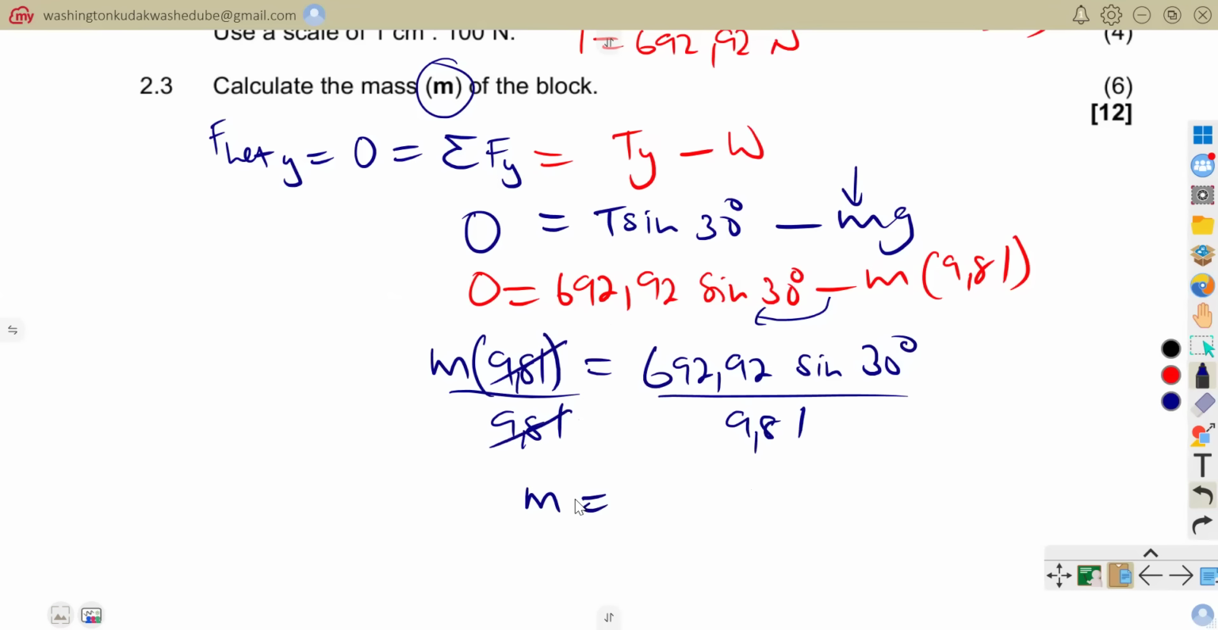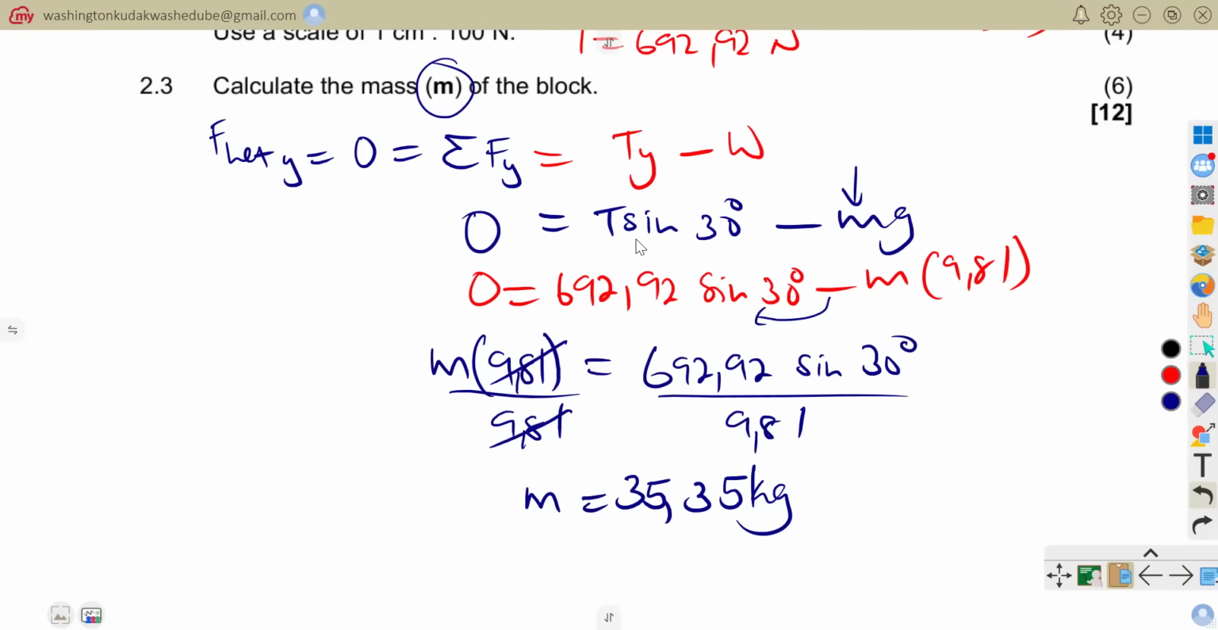When I do that, what is the value that I'm finding? I'm going to find my mass as 35.35 kgs. So let's use our calculators, guys, to actually calculate our m there. That is what you're supposed to do there.